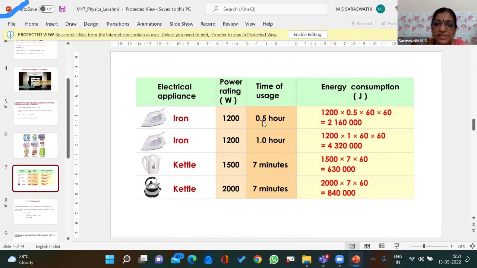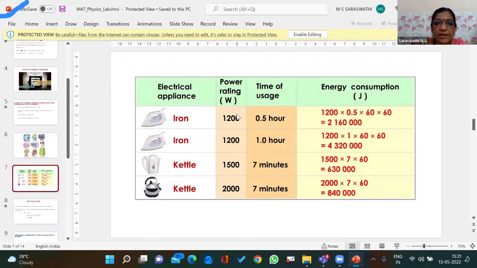If they ask you to express in kilowatt hour, it will be 1200 into 0.5. What will be the answer? 600 watt hour. That when converted to kilowatt hour will become 0.6 kilowatt hour. So multiply power rating, power into time, gives you the energy consumed.